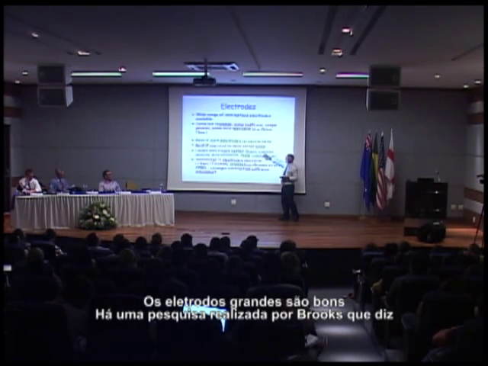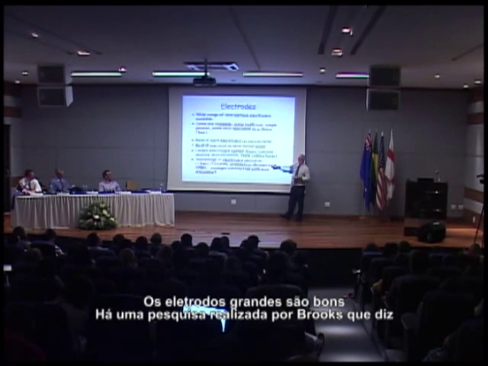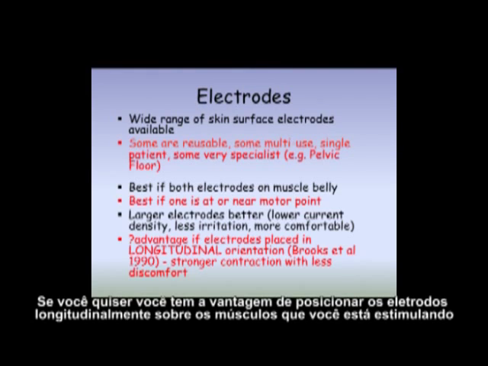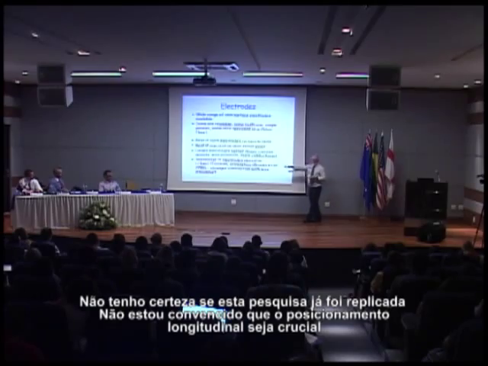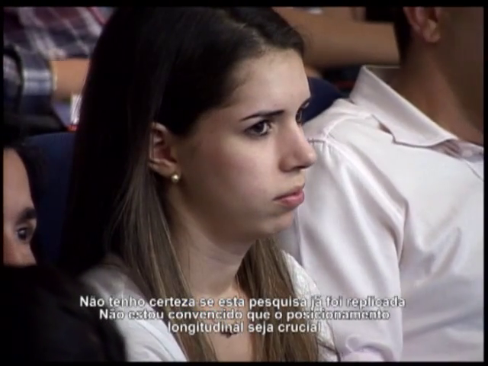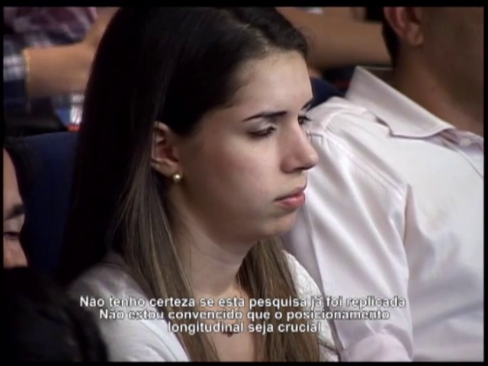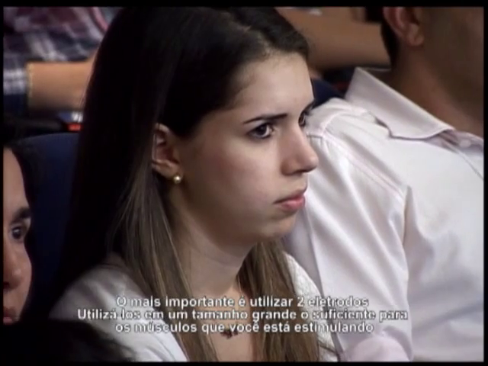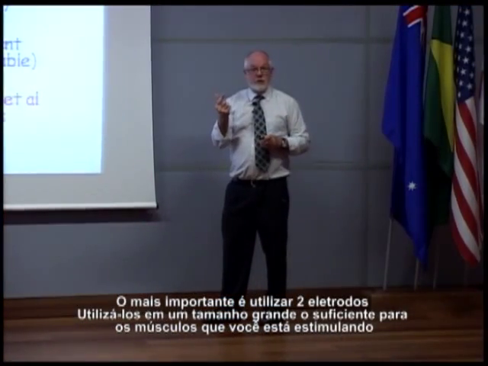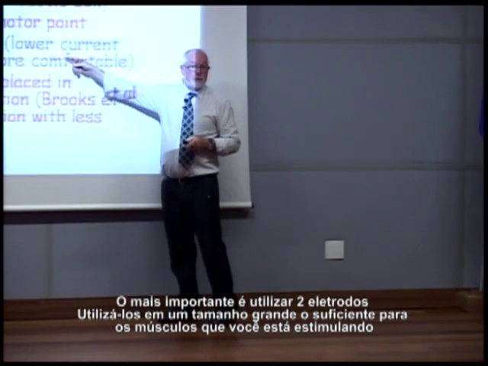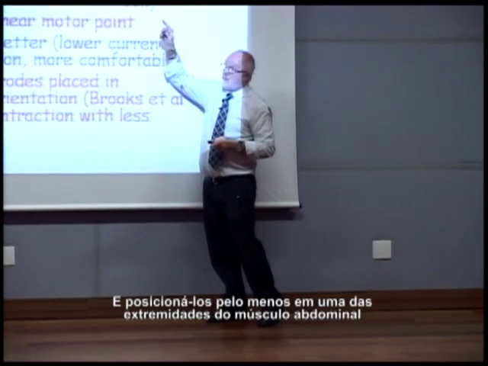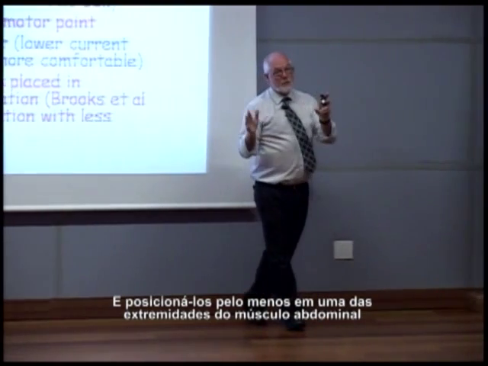Large electrodes are good. There was some research by Brooks that says you have an advantage by placing the electrode longitudinally down the muscle you're stimulating. I'm not sure that research has ever been replicated, done again. So I'm not convinced that the longitudinal arrangement is critical. The most important thing is to use two electrodes, make them large enough for the muscle you're stimulating, and place them at least one either end of the muscle belly.